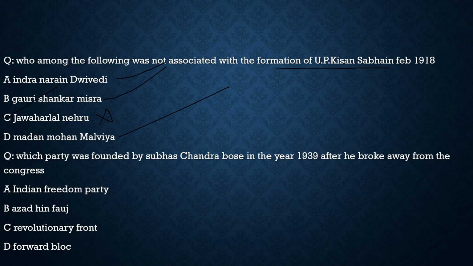Indra Narayan Dwivedi, Gauri Shankar Mishra and Madan Mohan Malviya were very much in favor and very much associated with the formation of the UP Kisan Sabha. Now coming to the last question, it says which party was founded by Subhash Chandra Bose in the year 1939 after he broke away from the Congress? Is it Indian Freedom Party? No. Is it Azad Hind Fauj? No. Is it Revolutionary Front? No. Is it Forward Bloc? 100% correct. So the correct option is option D.